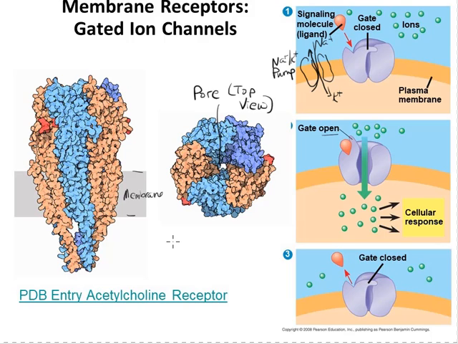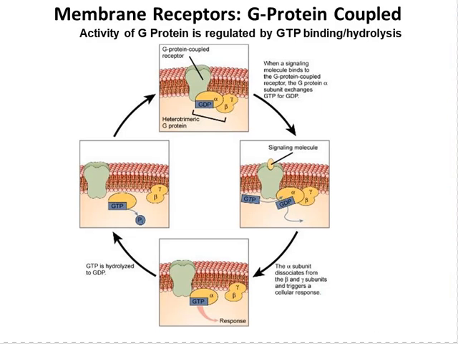Gated ion channels can be gated by other types of stimuli besides chemical signals, including mechanical stress, temperature, and voltage changes, and we'll see an example of that as well. A second type of membrane-embedded signaling receptor is the G-protein coupled receptor. And again, the name very nicely describes how this receptor works.